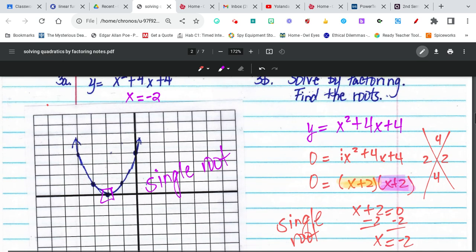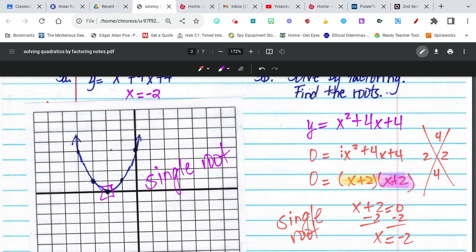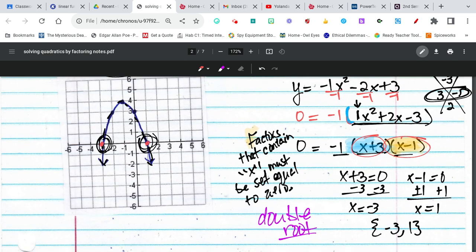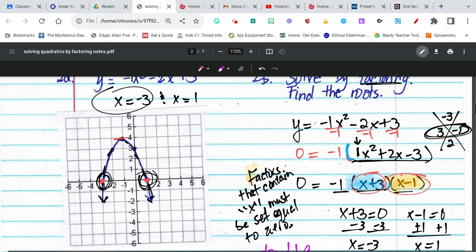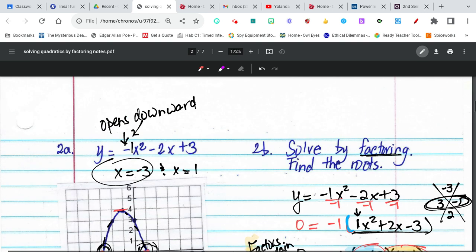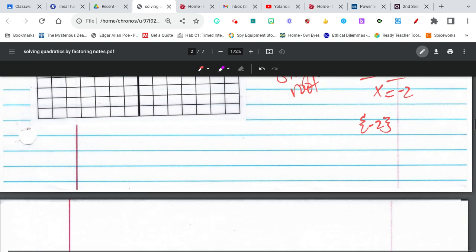When it touches at one spot, that means that's the vertex touching it, okay? When it's a single root, that means the vertex is touching the x-axis. When it's a double root, it means something other than the vertex, because the vertex is up here. When it's a double root, something other than the vertex is touching it. Like the sides, one half of my graph and the other half of my graph, but not the vertex, okay?